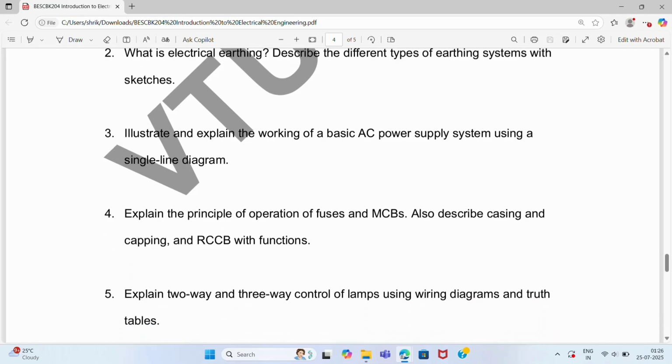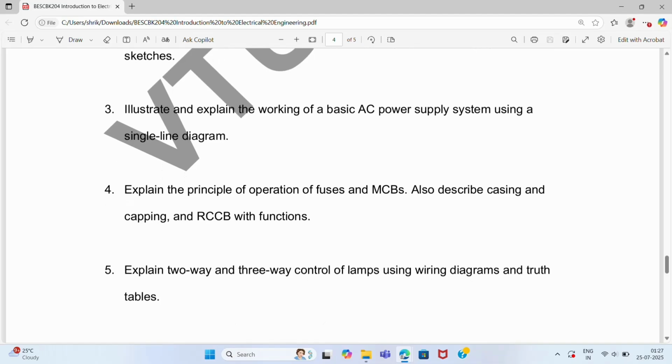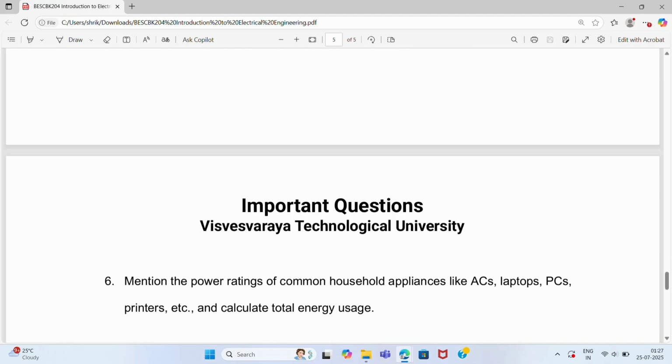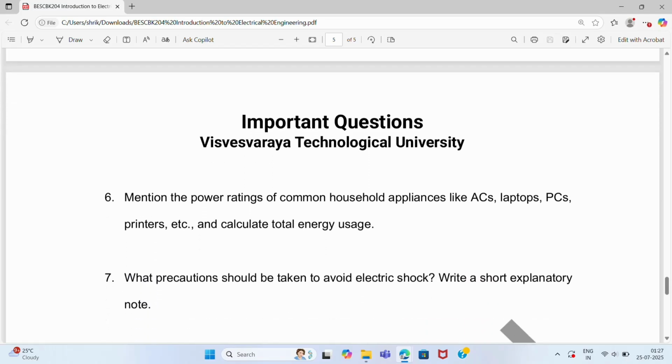Explain two-way and three-way control of lamps using wiring diagrams and truth tables. Mention the power ratings of common household appliances like ACs, laptops, PCs, printers, etc. and calculate total energy usage.